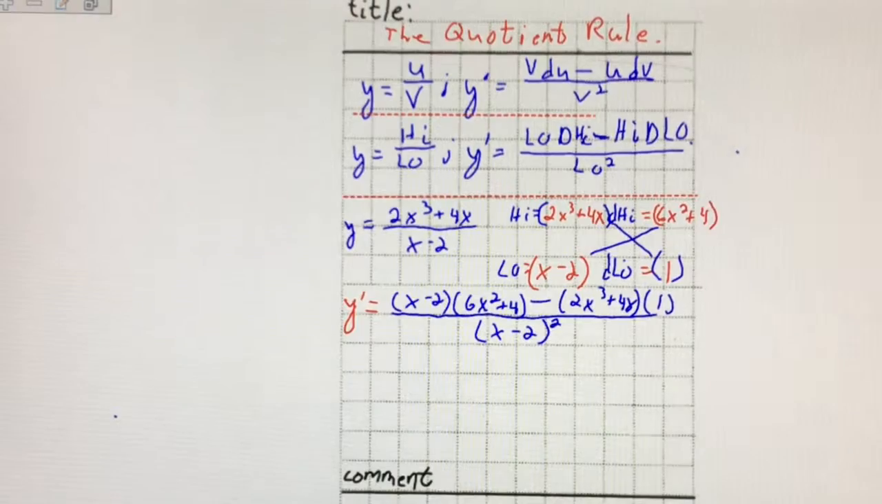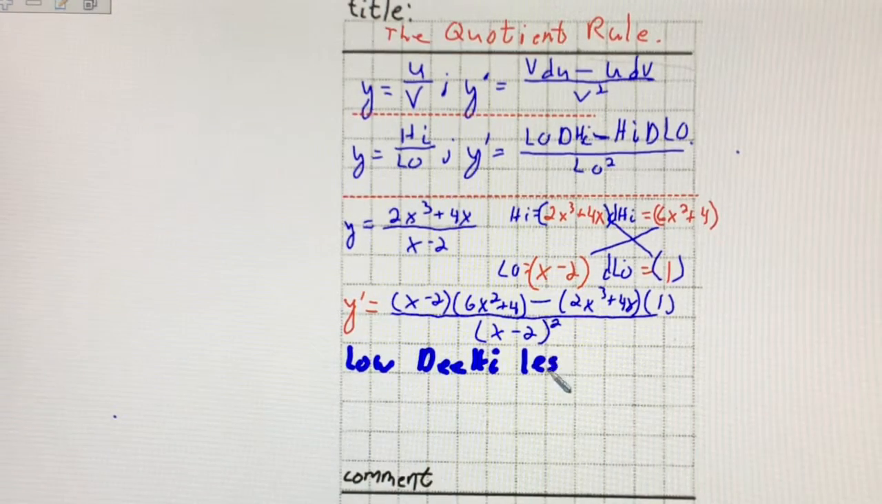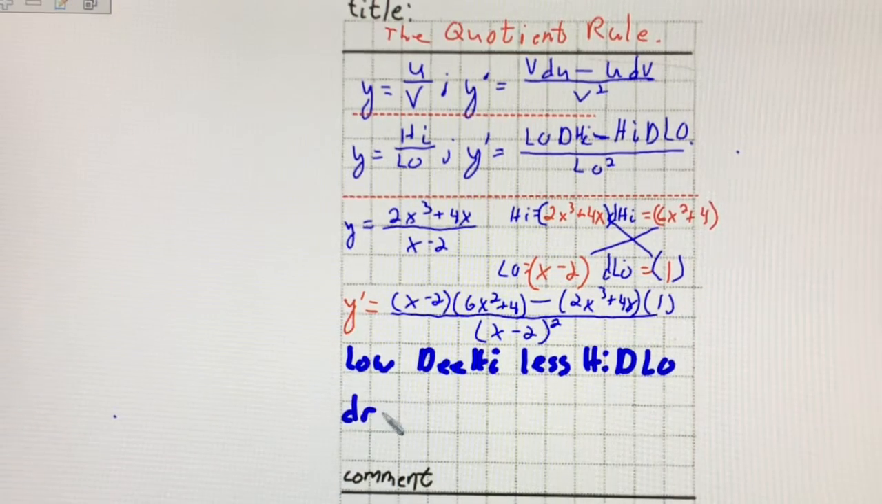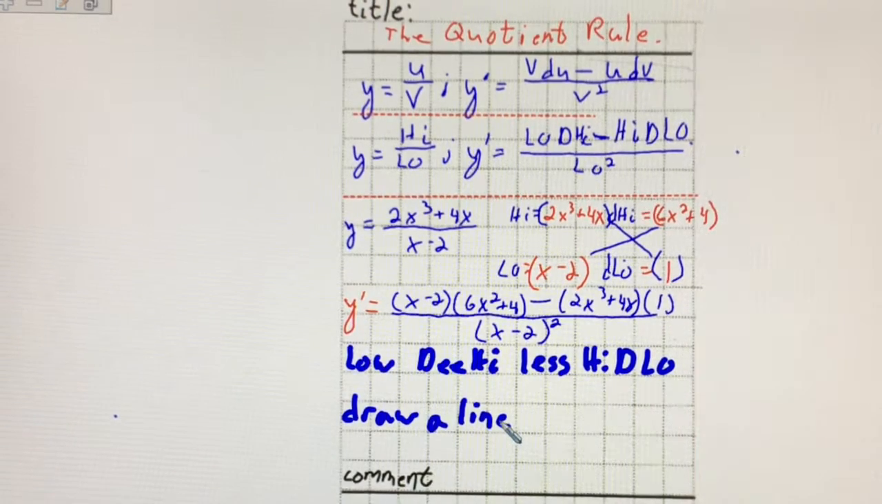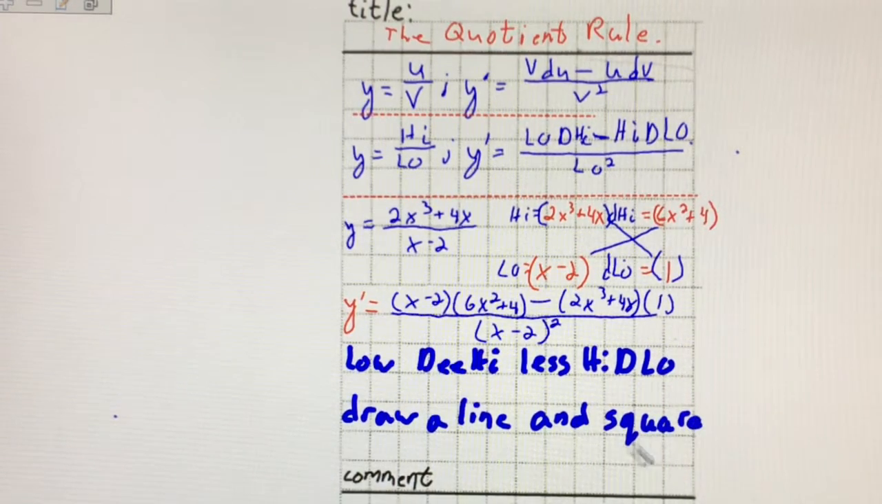Here comes the little poem that goes with this. Low D high, less high D low, draw a line, and square below.